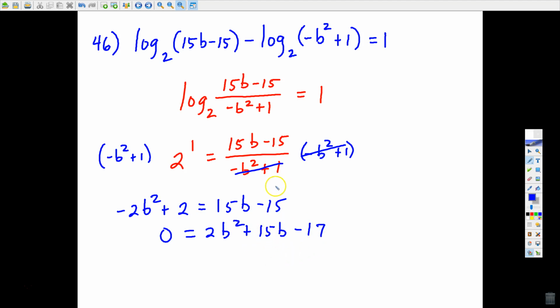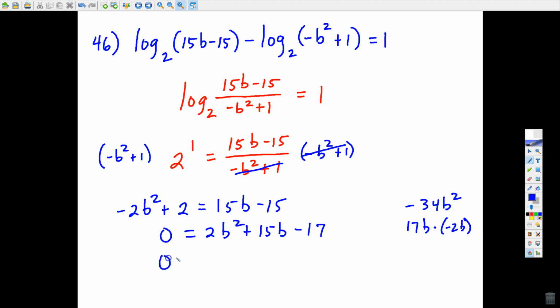Okay, so let's see what we got. Wonder if this can be factored, or you could use the quadratic formula. Looks like it can be factored, because if you multiply the first and the last terms together, you get negative 34b squared, and there are factors of that add up to 15. That would be positive 17b and negative 2b. Okay, so there is factoring possible.